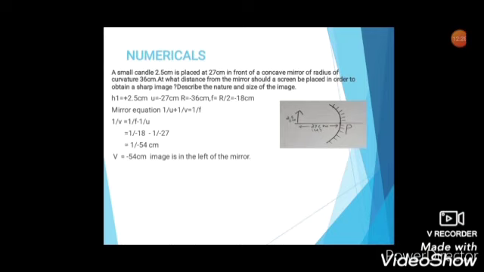Did you notice the difference? There you got a positive value for v, but here you got a negative value for v. So minus 54 centimeter. That negative sign with the image distance shows that the image is formed towards the left of the mirror. This is again according to the Cartesian sign convention. Anything towards the left of the mirror is given negative. So this negative sign in the value of the image distance indicates that the image is formed towards the left of the mirror. Is that clear? So did we understand the position of the image?